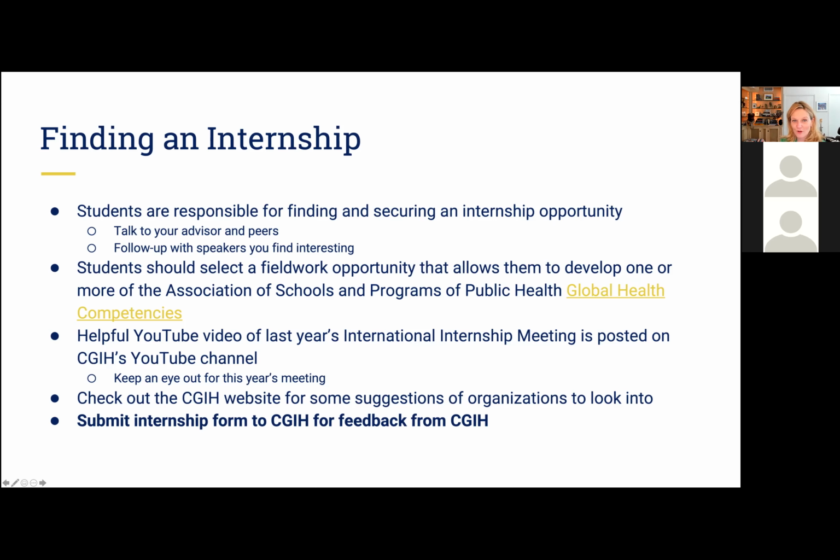I think it's really important for everybody to just come up with options, be proactive, talk to people who may be working in the area that you're interested in. And I think a lot of opportunities come from that kind of proactive stance. The key is that you should find an opportunity that allows you to develop one of these global health competencies. And I believe, Cindy, maybe you can put a link to those global health competencies as well. I can't quite share that, but there's a list of global health competencies.